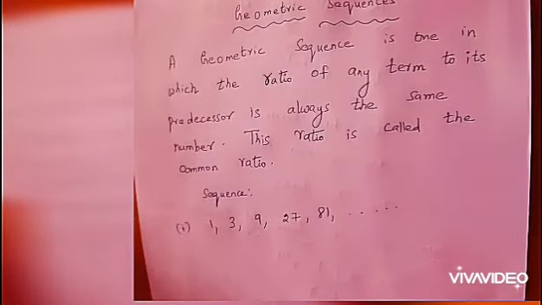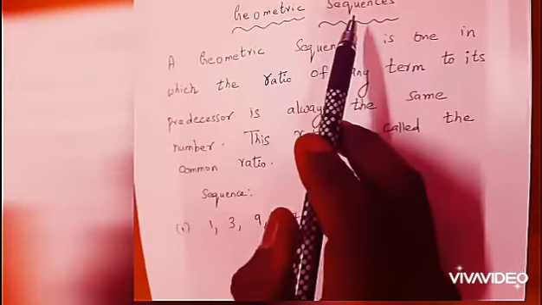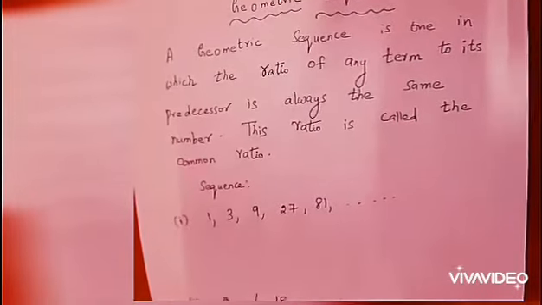In an arithmetic sequence, we have a common difference, T2 minus T1, T3 minus T2, right? But in a geometric sequence, it will have a common ratio, and it goes on. In a geometric sequence, it has a common ratio. Okay, that's very important. You should remember.